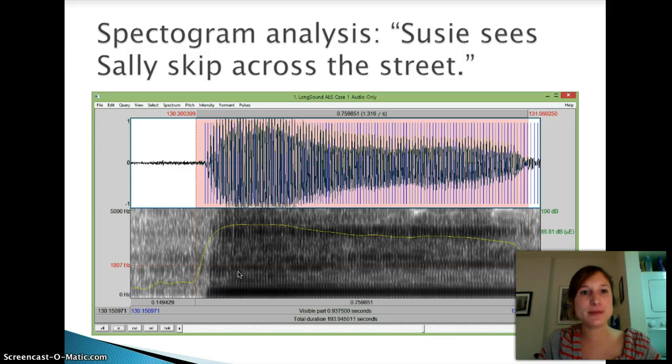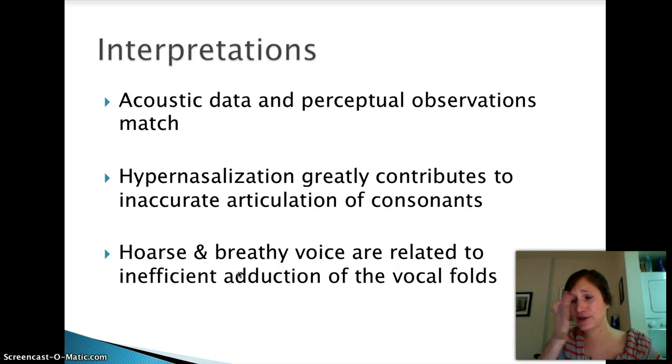So this is all atypical, and it illustrates that our acoustic data and perceptual observations do match. He has a breathy voice quality, and his speech is hypernasalized with inaccurate articulation of consonants. So the hypernasalization is a big key in the fact that his consonants are not articulated correctly. And this is due to his ALS diagnosis, which is a neuromuscular disorder. So he is unable to close the velopharyngeal port to prevent acoustic energy from entering the nasal cavity.